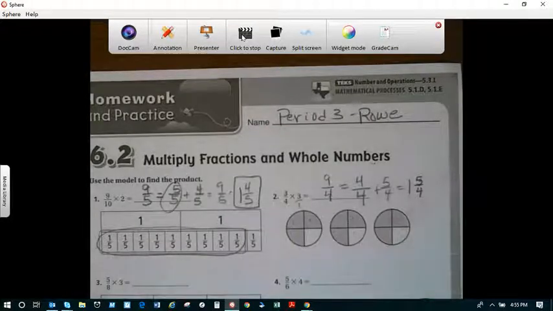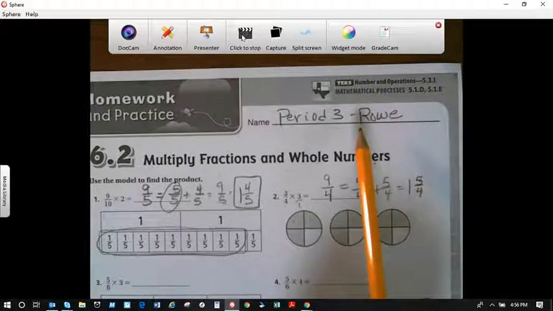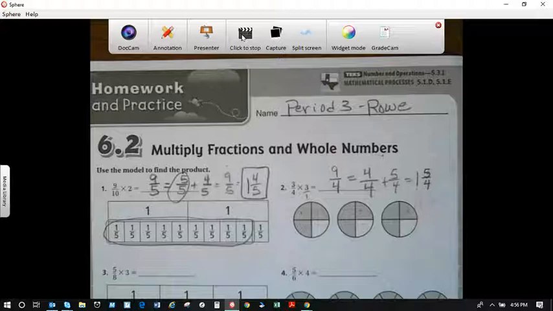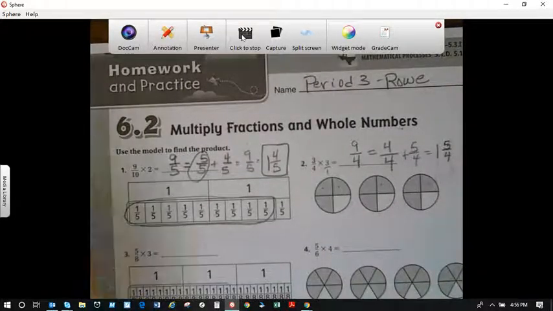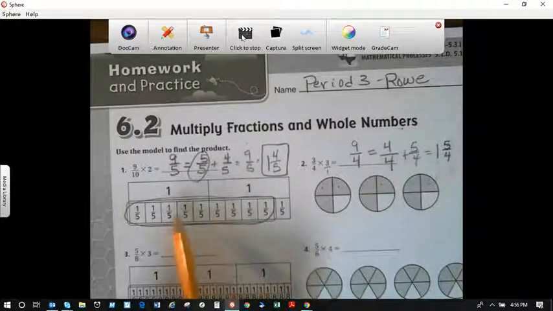Hey, good evening. Okay, so this is going to be for period 3 for my class and the accelerated students. We're looking at 6.2 on pages 255 and 256. If you forgot your homework, follow along, write down the equation, write down the model, and then solve the problem.